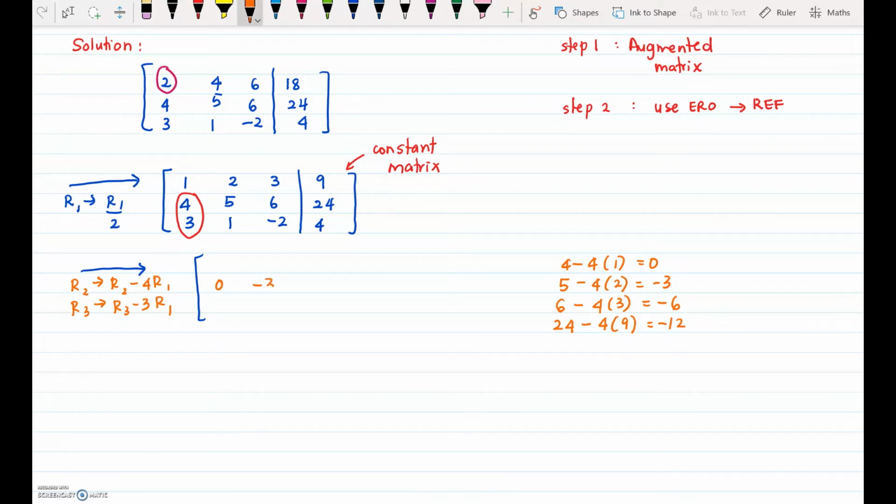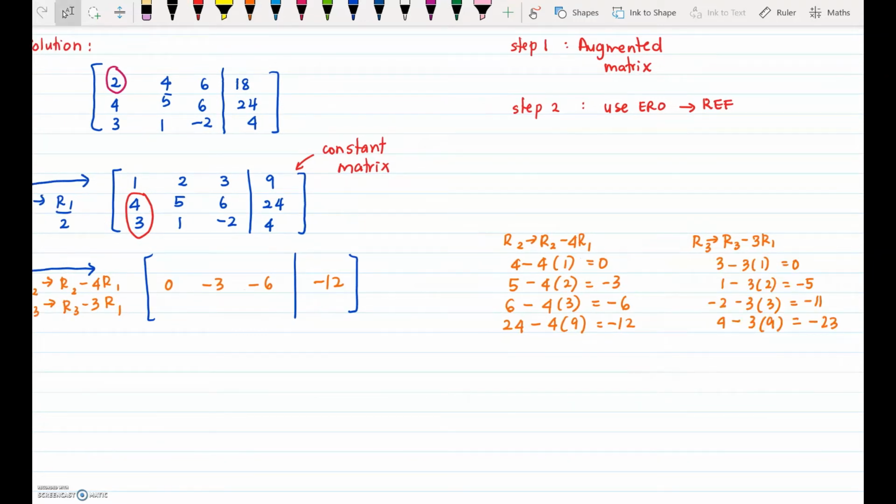So here we have 0, negative 3, negative 6, and negative 12. Okay, alright, continue with row 3. So row 2 is row 2 minus 4 row 1. Okay, alright, so row 3 is row 3 minus 3 row 1. So for row 3 you will get 0, 5, negative 11, and negative 23. So the rest we have here 1, 2, 3, and 9.